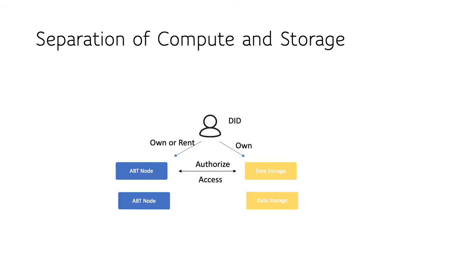There is one important design principle in ABT Node: the separation of compute and storage. Each ABT Node is a computing node, and they do not permanently store the data. The data are controlled by users' decentralized identity and kept on storage backends. The storage backends could be a distributed storage system such as IPFS or Swarm, or just traditional cloud storage or a file system.